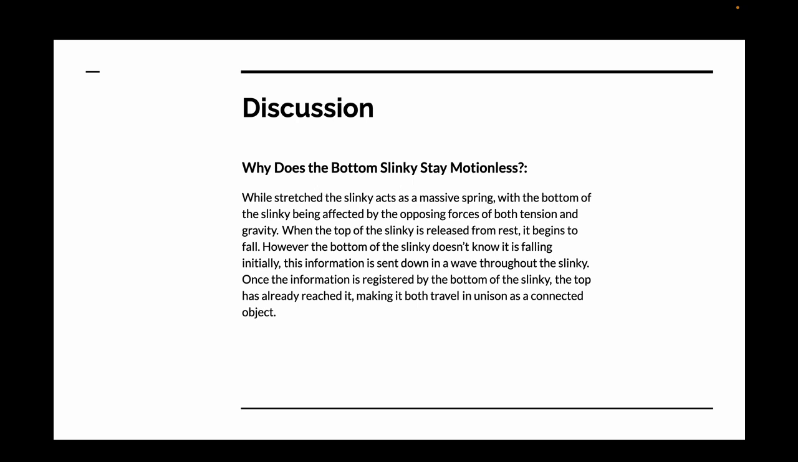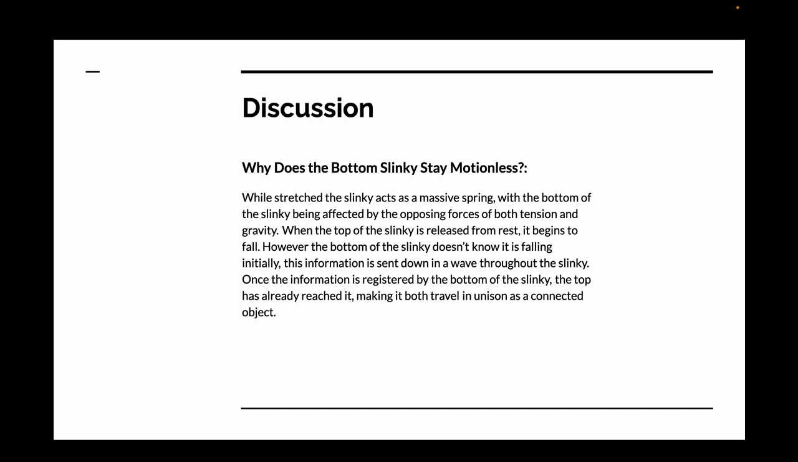If you did watch the video that was posted as one of the videos we could discuss for this Choose Your Own Adventure lab, you can see that when they drop the extended Slinky, the bottom of the Slinky stays motionless until about the top of the Slinky hits it, and then they fall in unison. So why is this? While stretched, the Slinky acts as a massive spring, with the bottom of the Slinky being affected by the opposing forces of both gravity weighing down on it and the tension from the top of the spring.